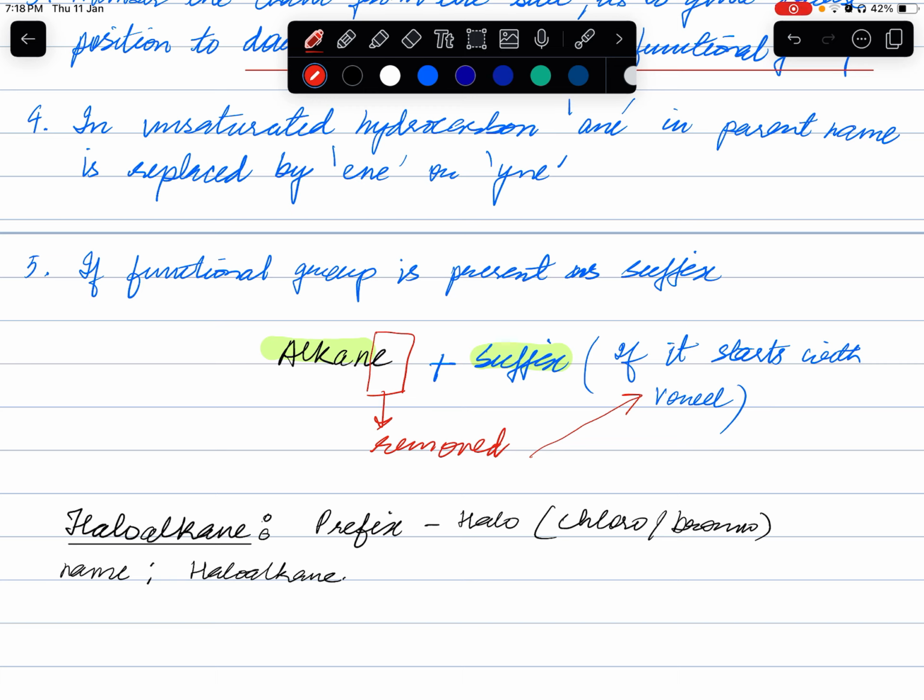I'm again repeating, if a functional group is present, then we have to add a suffix. So how to add a suffix? The E of alkane will be removed, and in place of that a suffix is added. E will be removed only when the name of the functional group starts with a vowel. If it is not starting with a vowel, then we will retain this E.